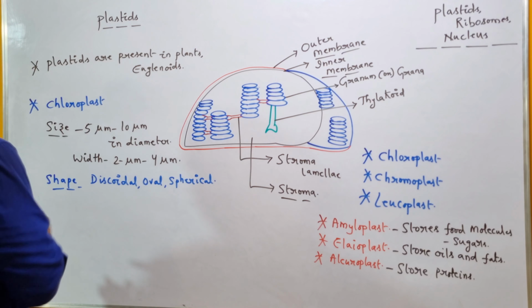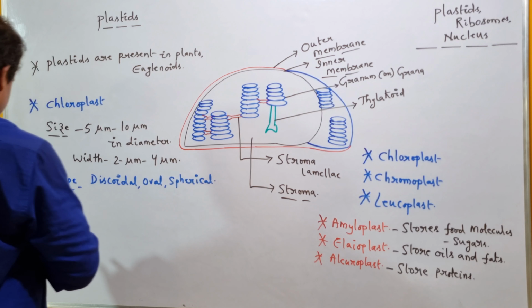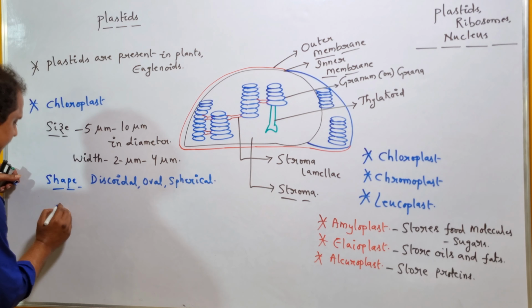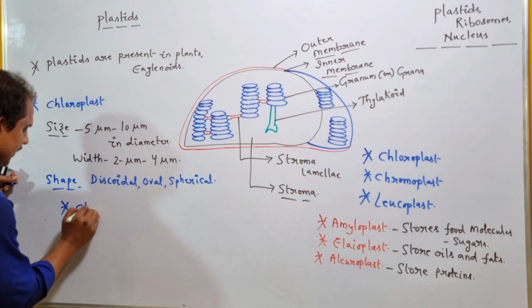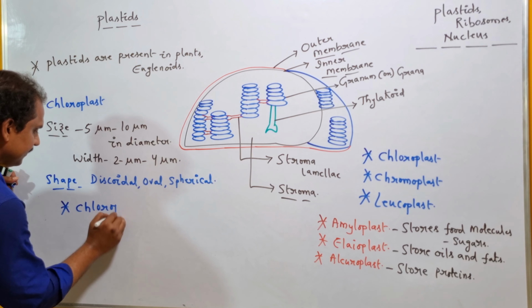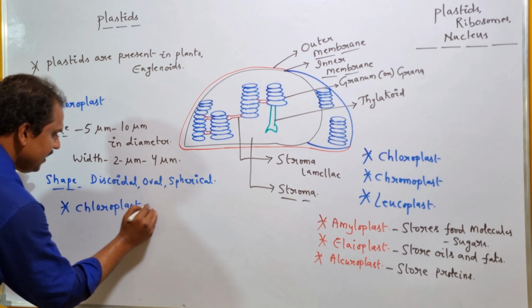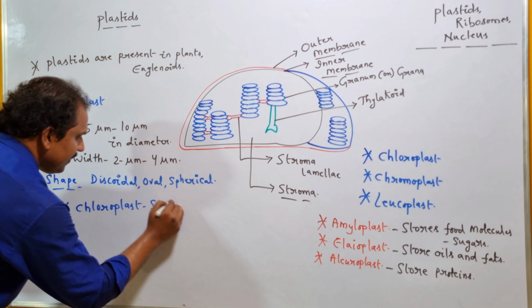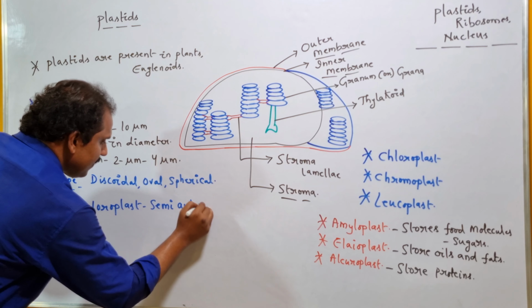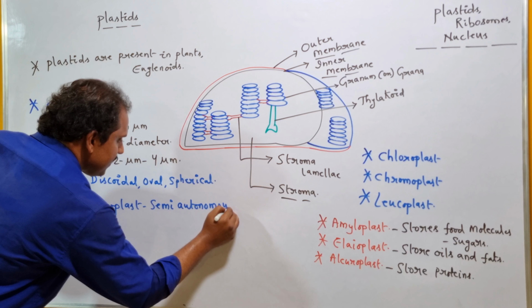So let me write it here. Chloroplast is termed as semi-autonomous organelle.